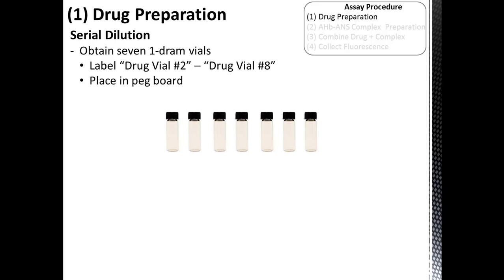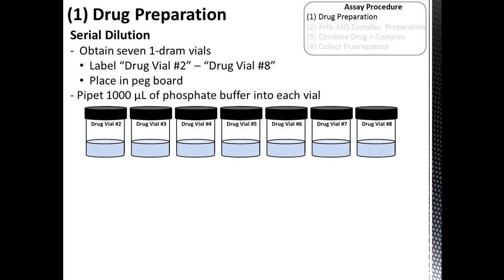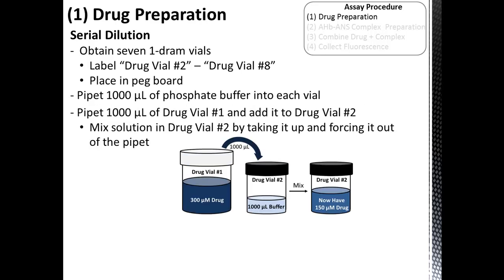Go ahead and place these in a line on your pegboard, and then go ahead and pipette in 1,000 microliters or 1 mil of the phosphate buffer into each vial 2 through 8. Okay, not this stock solution, just drug vial 2 through 8. Do this using a micropipette. So we're now ready to perform the serial dilution part.